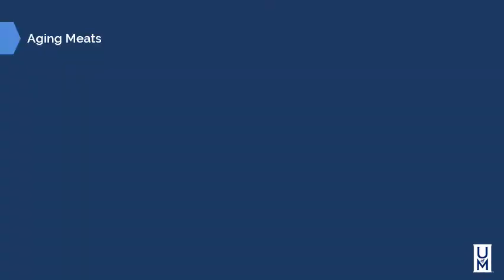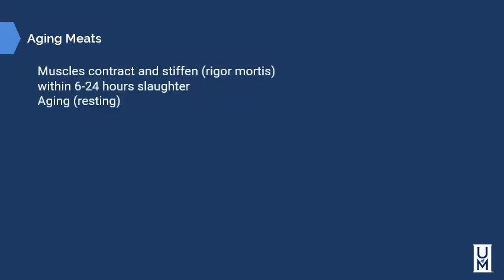One of the common misconceptions is that we can just slaughter an animal and then throw it on the grill. It doesn't work like that. Unfortunately, there are some biological processes that have to occur first. Muscles contract and stiffen in a process called rigor mortis, and this occurs within 6 to 24 hours of slaughter. If we don't allow it to go through this process, the meat will be tough and inedible. This allows us to age the meat or rest the meat.